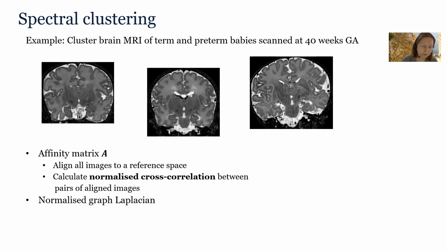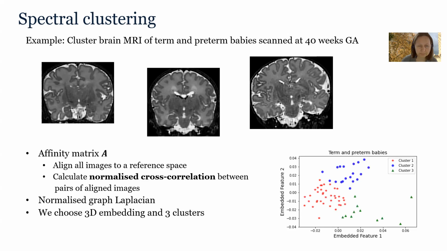And we will use the normalized graph Laplacian for this case because the degrees of the nodes may vary. And experimentally, we will choose a 3D embedding with 3 clusters. And here you can see the result. We plotted the first and second embedded feature and the resulting 3 clusters.